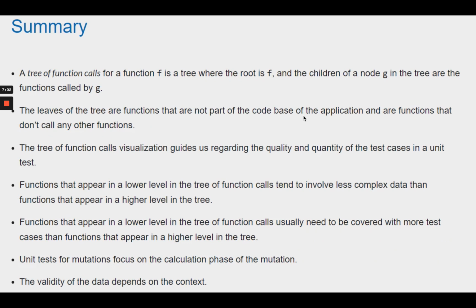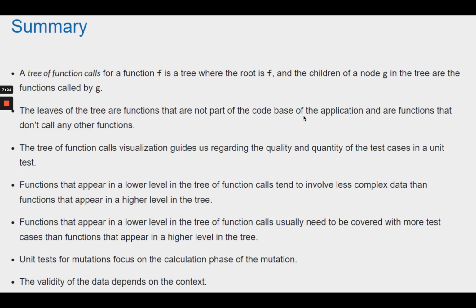A tree of function calls for a function f is a tree where the root is f, and the children of a node g in the tree are the functions called by g. The leaves of the tree are functions that are not part of the code base of the application and are functions that don't call any other functions.